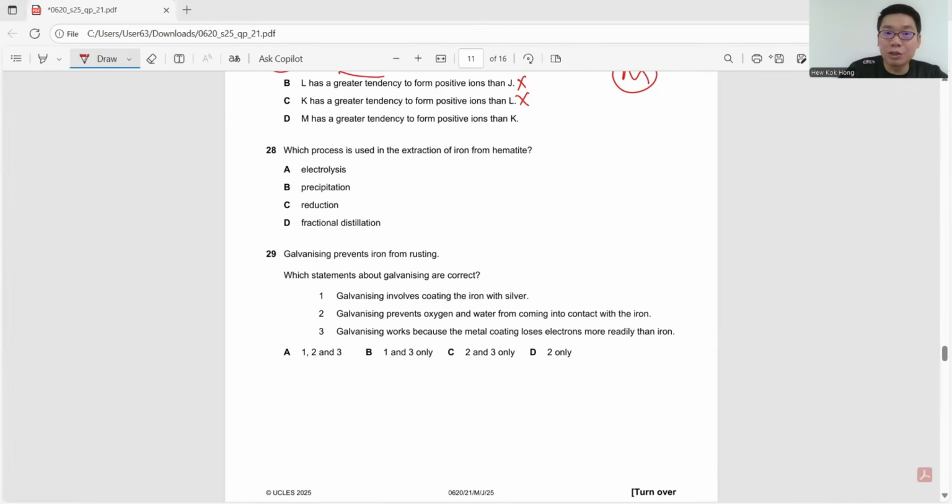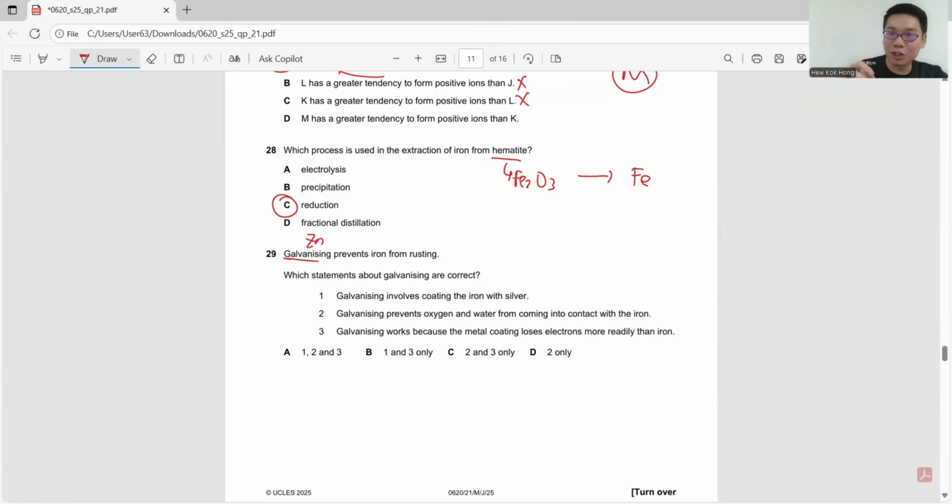28. Which process is used to extract iron from hematite? Hematite is this. Form back Fe, pure iron. In this situation, removal of oxygen is reduction. C. 29. Galvanizing prevents iron from rusting. In galvanizing, we are using zinc that is more reactive.